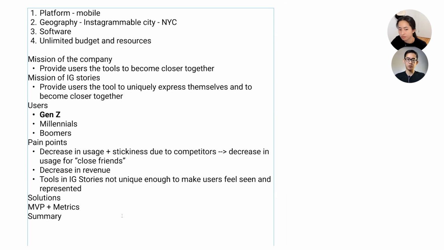Okay, yeah. Why don't we look at the second bullet point? It looks like you typed decrease in revenue, and maybe you can tell me how you came to this as a pain point after picking Gen Z as a segment.